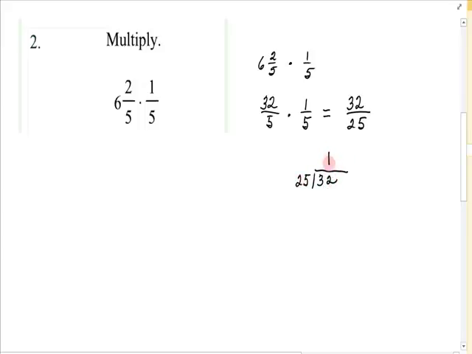25 goes into 32 one time. 1 times 25 is 25. Subtract for 7. I get 1 and 7 25ths. Remember, in these problems, you start with mixed numbers, you must end with mixed numbers.